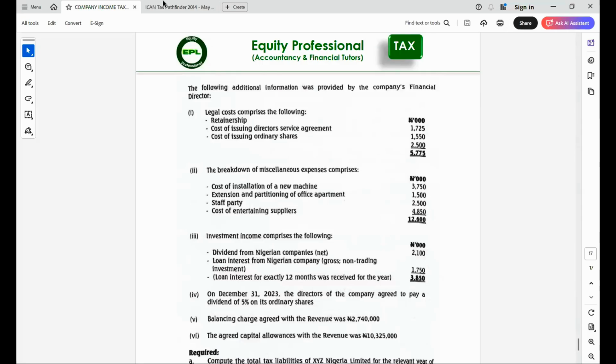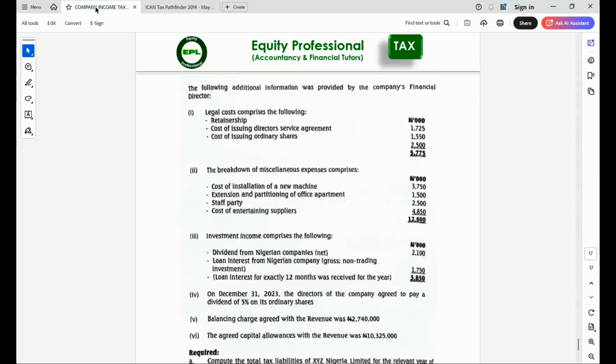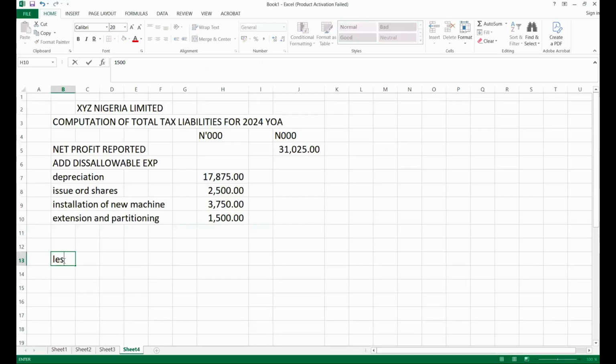Then investment income comprises the following. Dividend from Nigeria company. Dividend is what form of income? Frank investment income. So it's going to be under the non-taxable income. So you now say less non-taxable income included. So we have a dividend.